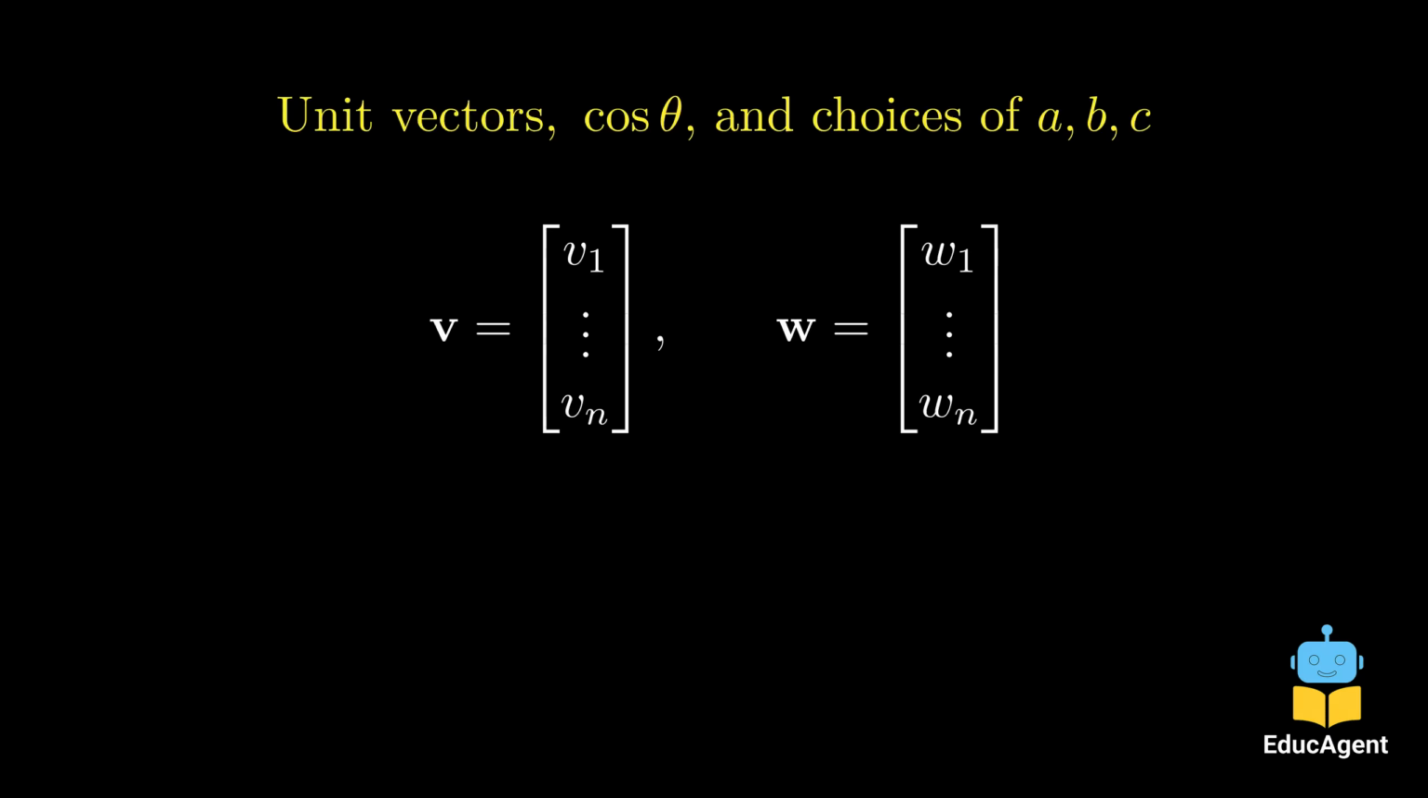Here's the problem we'll solve today. We treat v and w as column vectors in R^n with components v1 through vn and w1 through wn. The tasks: find unit vectors in the directions of v and w, compute the cosine of the angle between them, and pick vectors a, b, c that make angles of 0, 90, and 180 degrees with w.